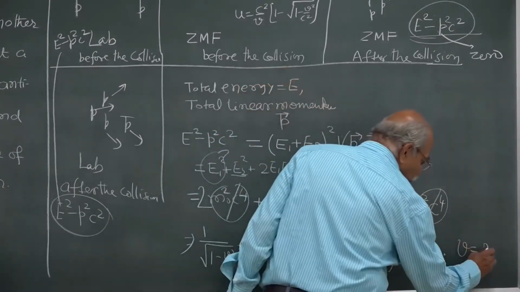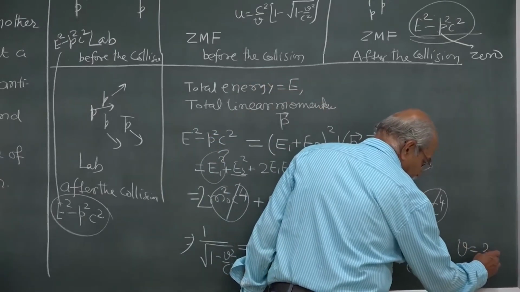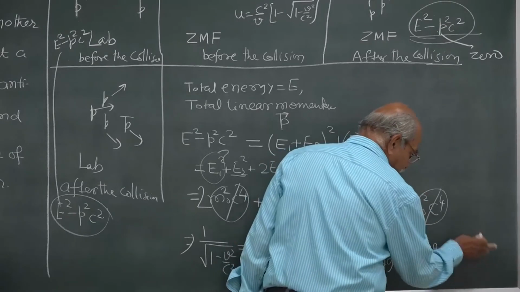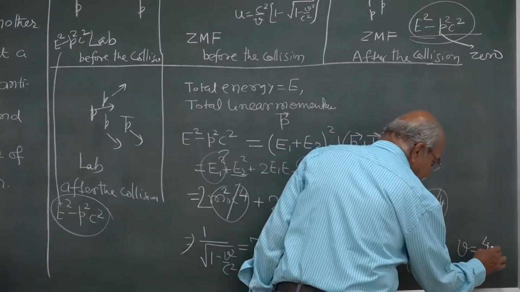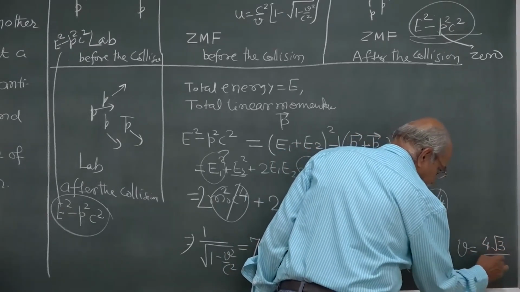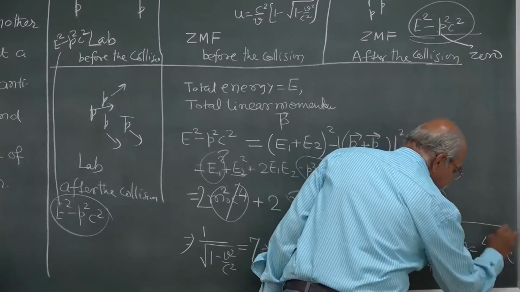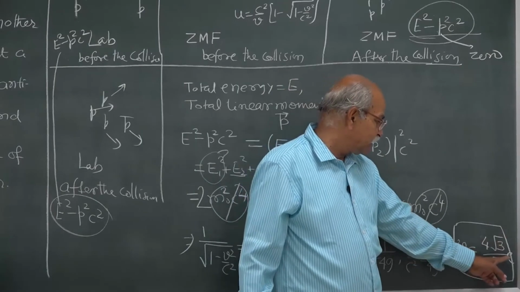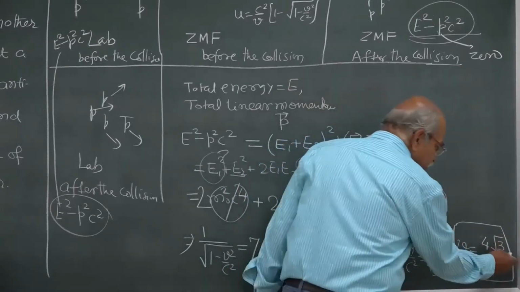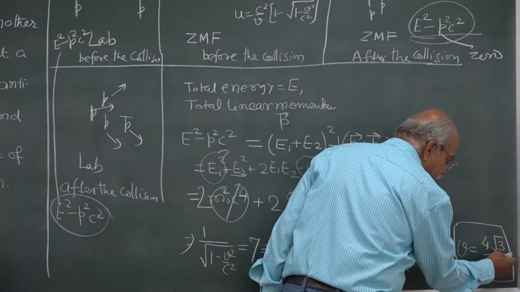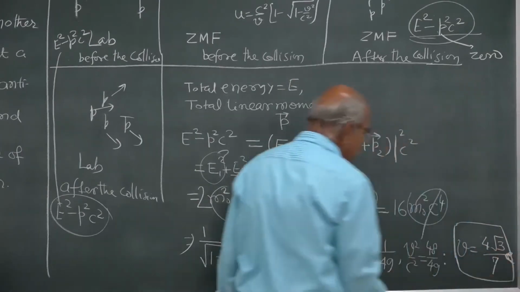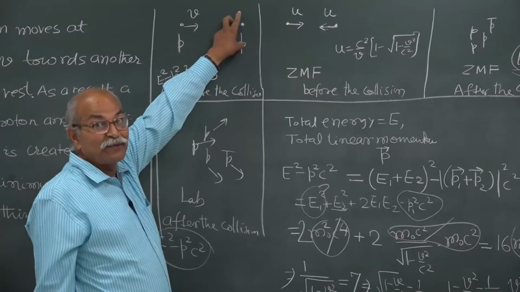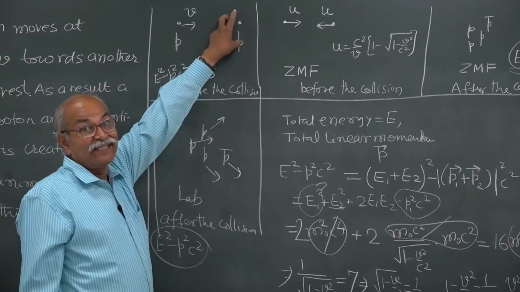which will be, 48 is 16 times 3, so 4 times the square root of 3 divided by 7 times c. This should be the minimum velocity. 4 times root 3 by 7 times c, this should be the minimum speed of this particle, which can hit this stationary particle and create a proton and an antiproton.